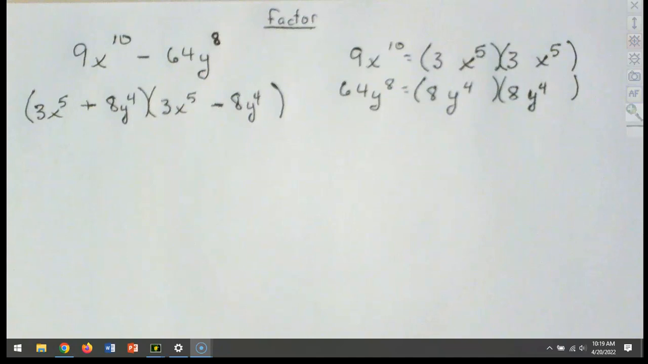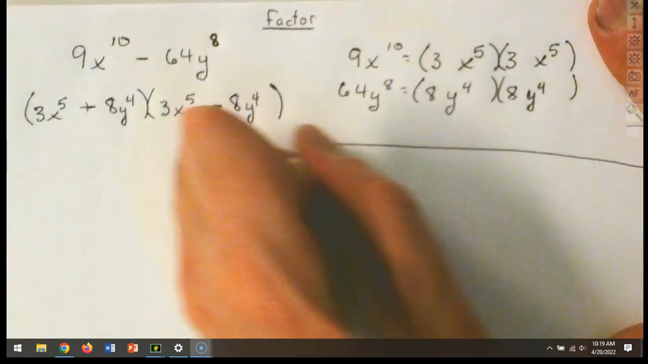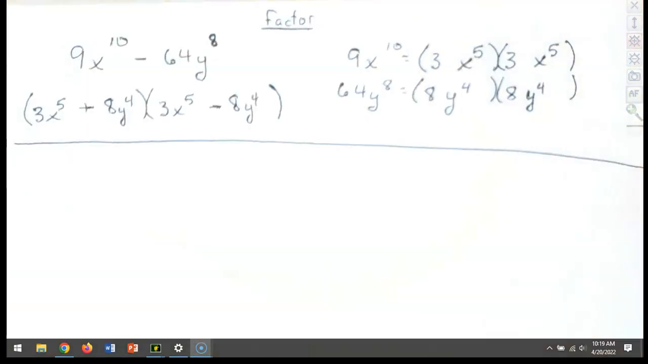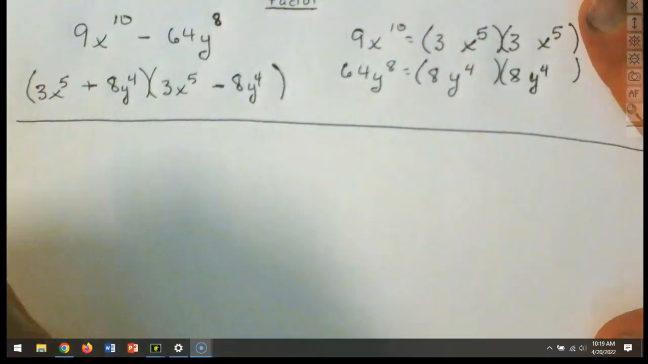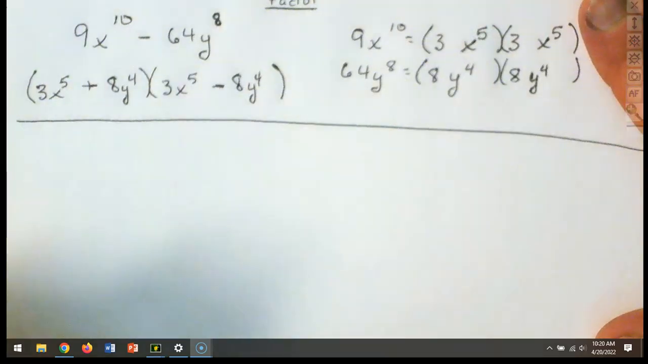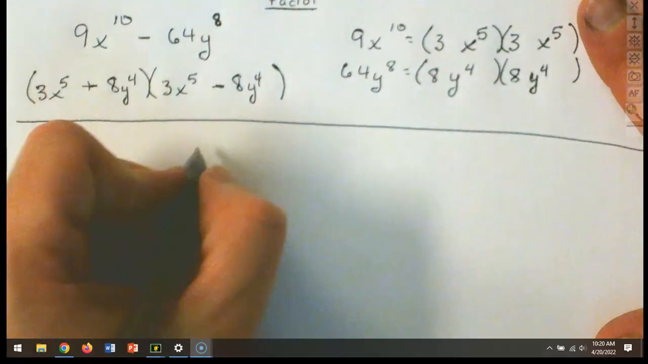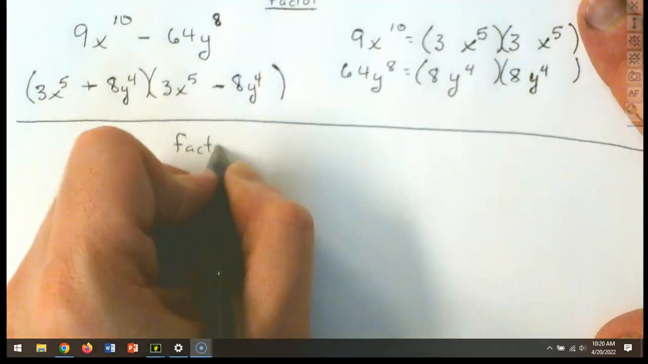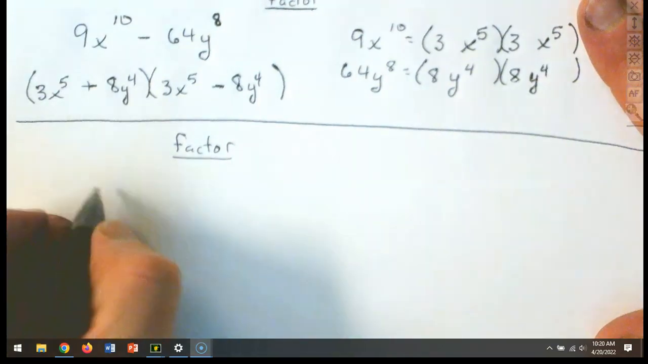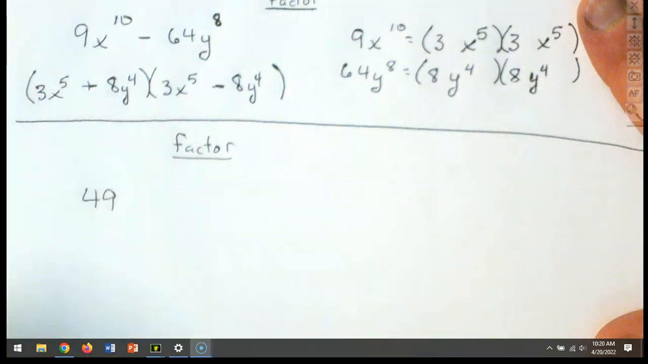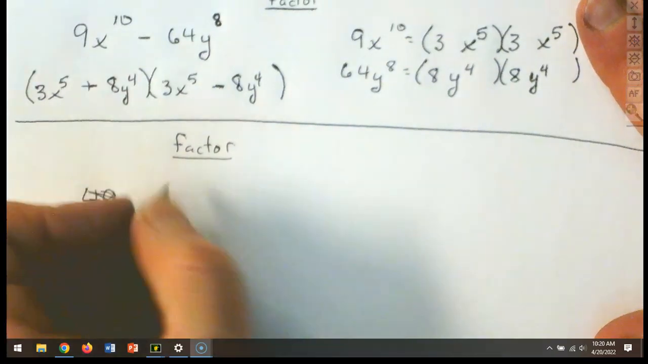Let's do one more, and then we'll look at things that are not differences of squares. And we're going to talk about why they're not differences of squares. And then we'll look at perfect square trinomials, which are also very easy. So we'll do one more of these, then we'll look at several that are not difference of squares. So this one is, let's do this one.